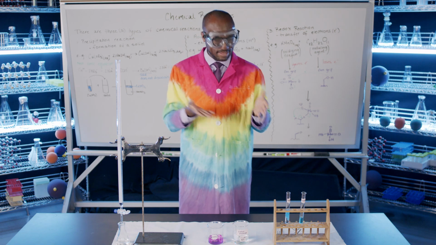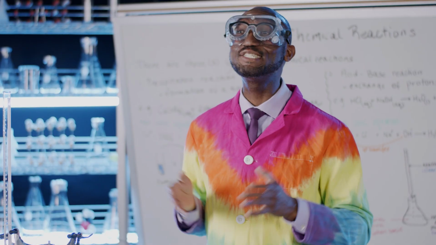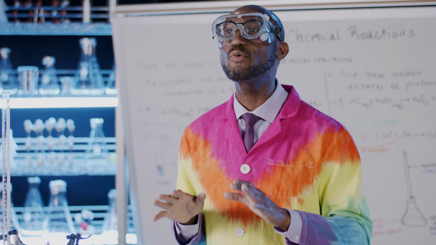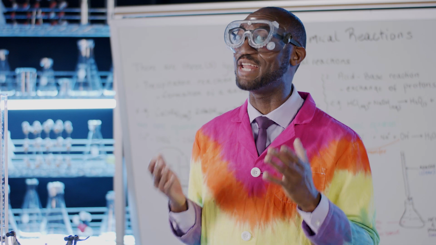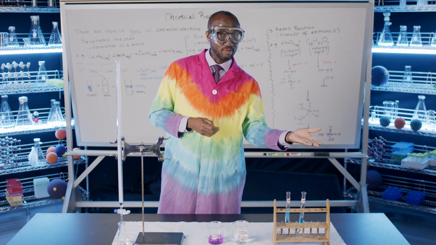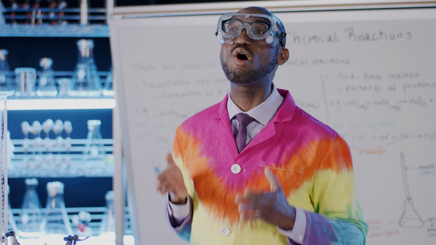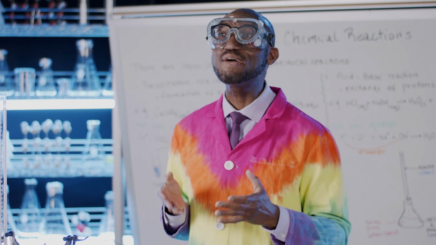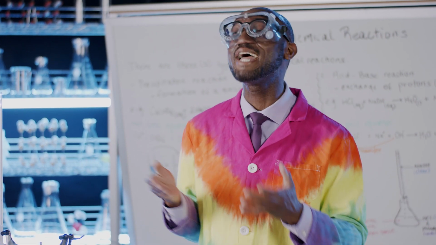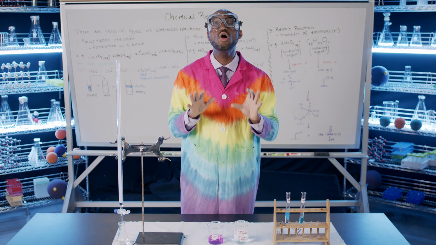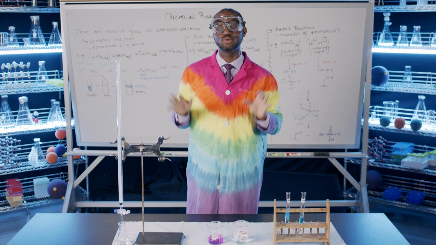What's happening at the atomic level? Copper nitrate is an ionic compound, and so it separates into its constituent ions in aqueous solution, copper 2+ ions and nitrate ions. Sodium hydroxide is also ionic and separates into sodium ions and hydroxide ions. All these ions are just floating around in solution.